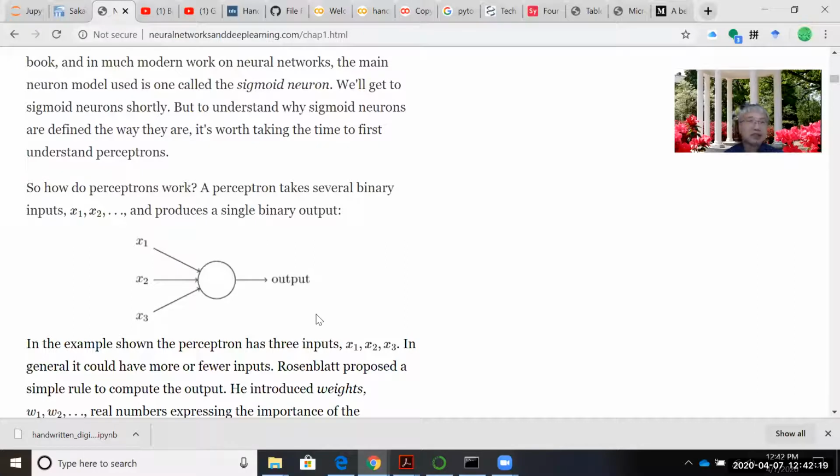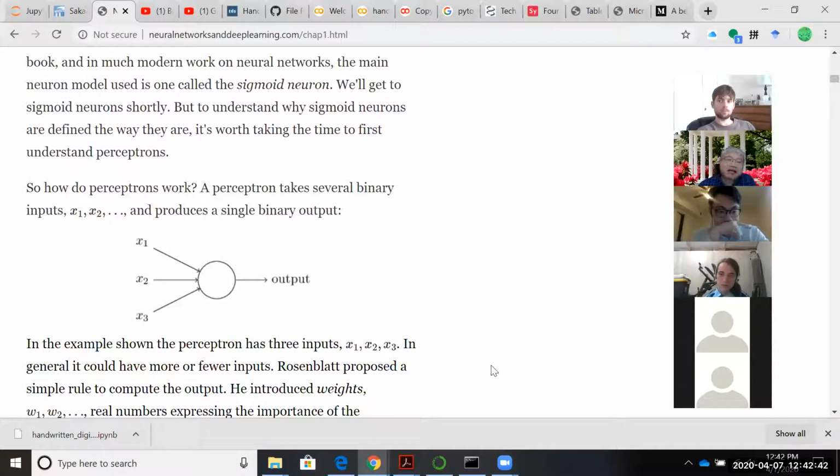Let's take the simplest example of how we make a decision. Let's say you want to take your girlfriend out for dinner tonight. That is a simple example. Maybe there are three things which determine whether you're going to take your girlfriend out for dinner or not tonight. Can you think of three things which may be relevant?